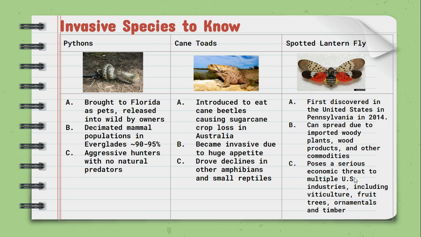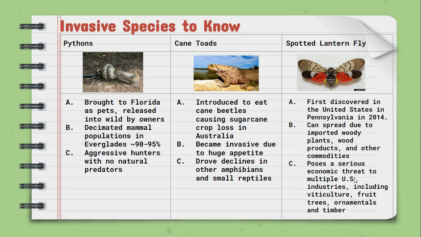The next is called the cane toad. This is also a species found in Florida as well as in Australia. It was introduced to eat cane beetles, but it became invasive because it has a tremendous appetite. It is very aggressive, very predatory. It is actually poisonous at all stages of its life cycle and has now driven a decline in many other amphibian species and reptiles because it can outcompete them.